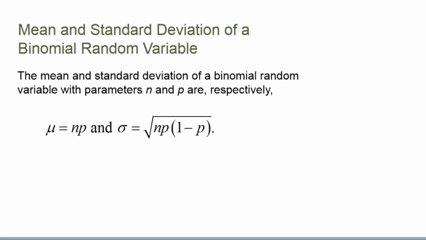Mean and standard deviation of a binomial random variable. The mean and standard deviation of a binomial random variable with parameters n and p are, respectively, mean equals n times p, and the standard deviation equals the square root of n times p times 1 minus p.